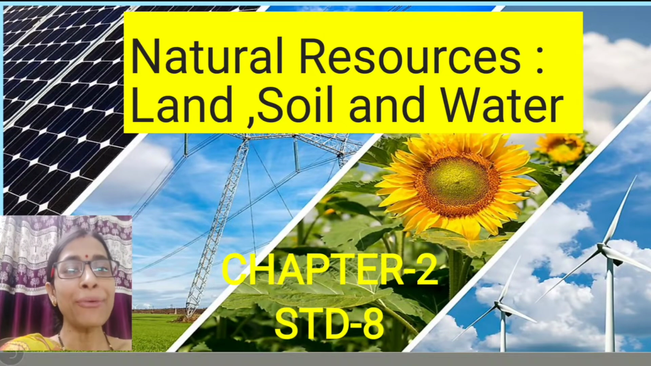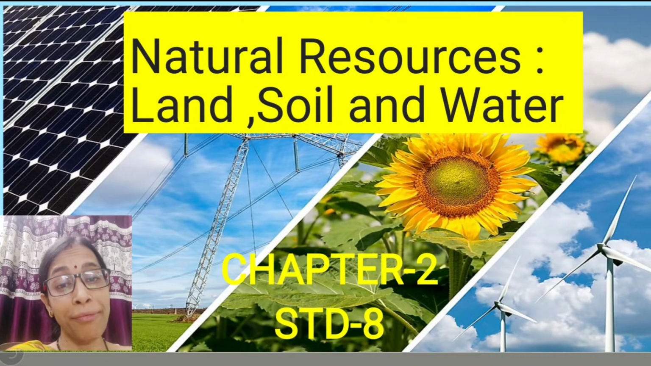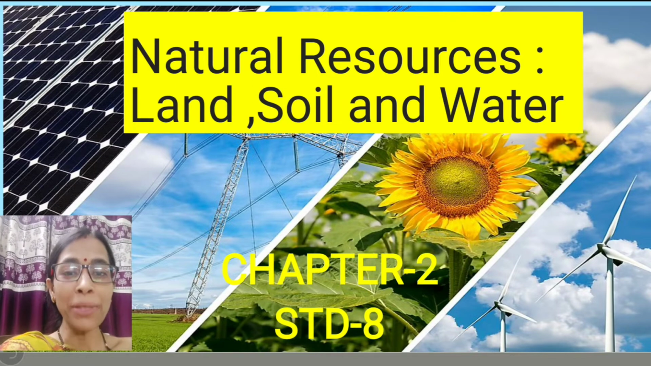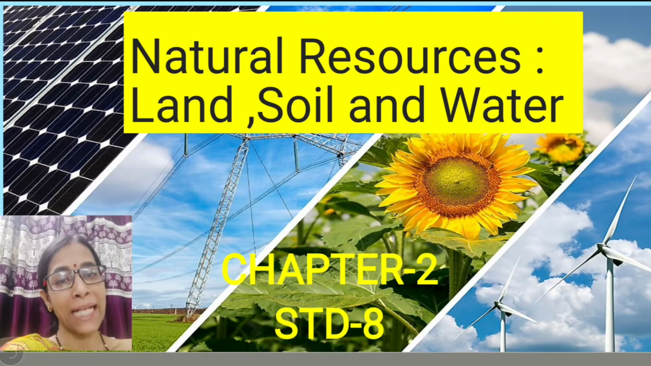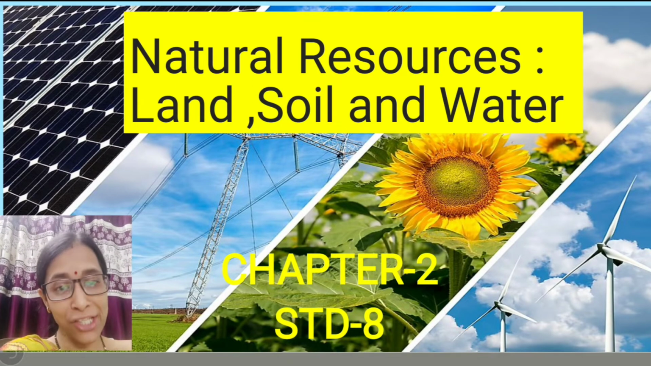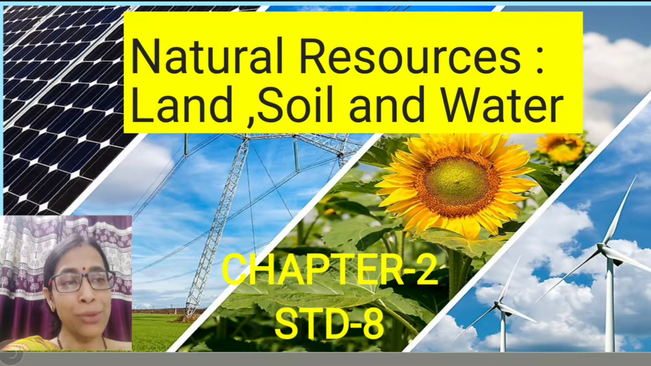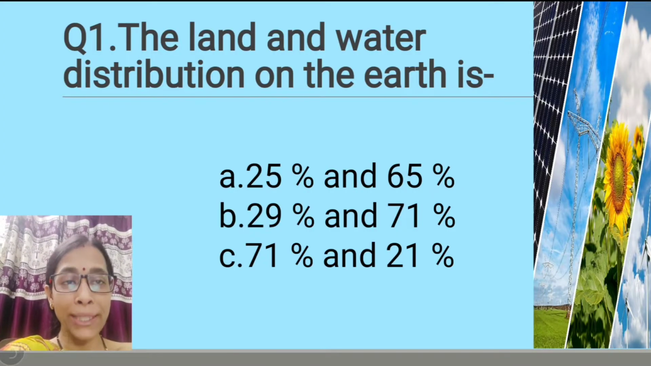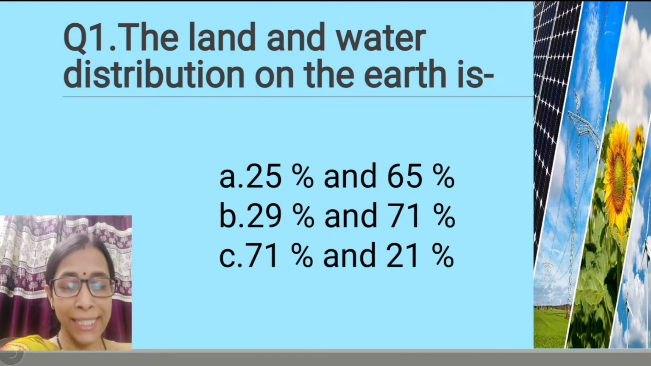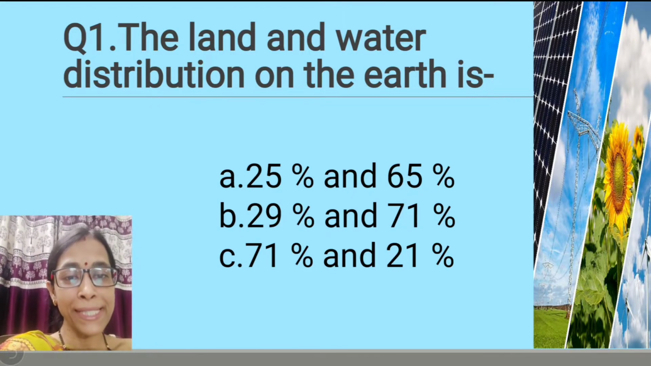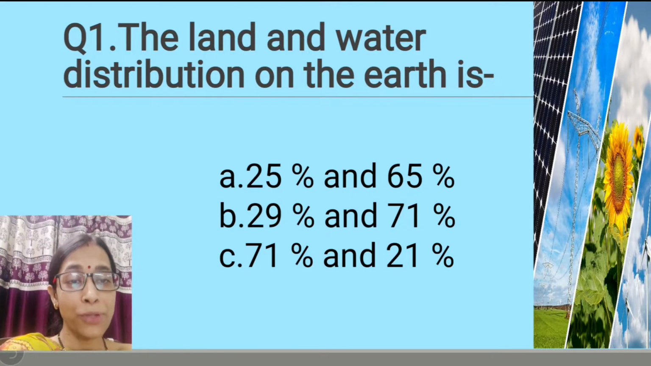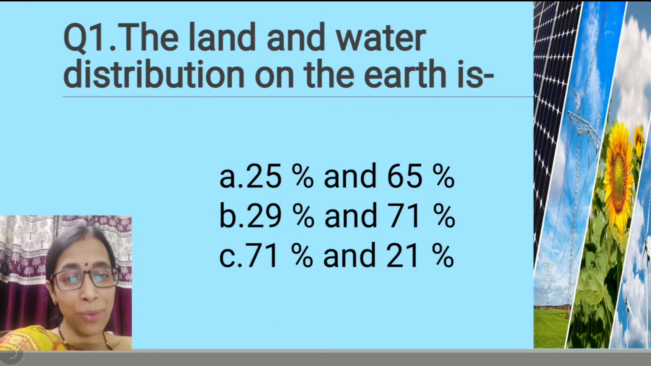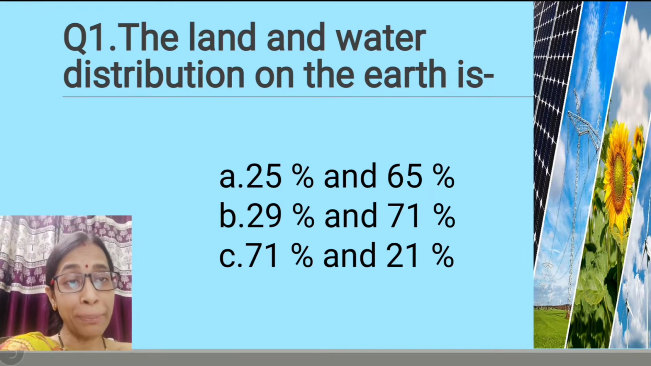Dear children, today we are going to discuss the very short answer type questions from natural resources, land, soil and water. This is the second chapter from your book. So the first question is, the land and water distribution on the earth is option A 25% and 65%, option B 29% and 71%, option C 71% and 21%.